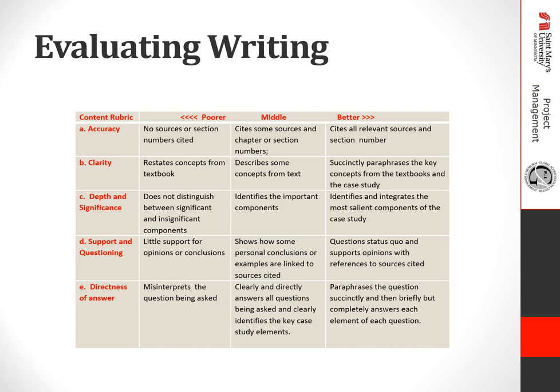So when your writing is being evaluated as a graduate level writer, part of what you're being graded on is accuracy. Did you get the right question, and did you find the relevant sources and the relevant section number that really support that? In terms of clarity, did you paraphrase succinctly the key concept, or were you kind of off in the weeds, just restating some concepts but not the right ones?